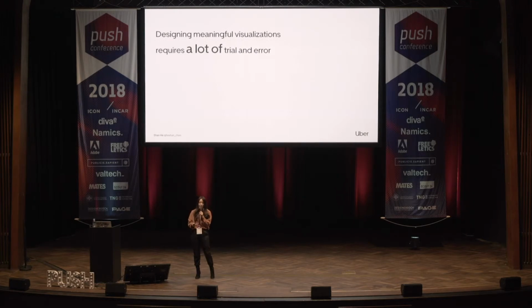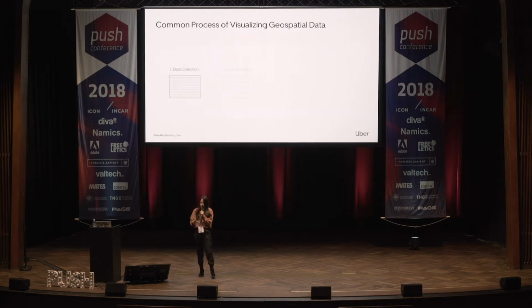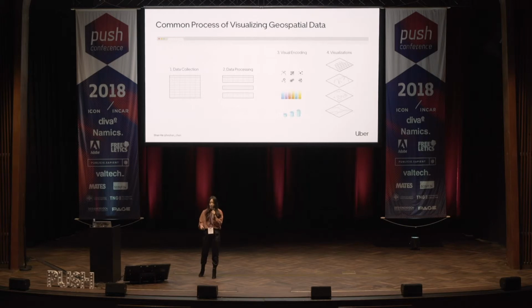Designing a meaningful visualization is actually a trial and error. It's actually a hard journey. Usually, what you start with is that you're collecting some data, you process it, you run all different scripts, and then you try to play around with different visual encodings, and then generate multiple visualizations. In the end, you choose one that actually tells the best story. And as a software engineer, this process happens daily.